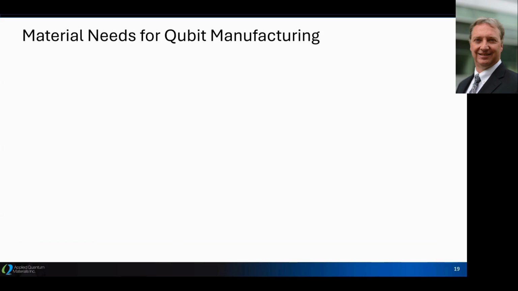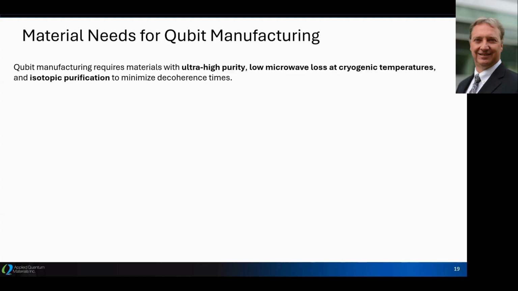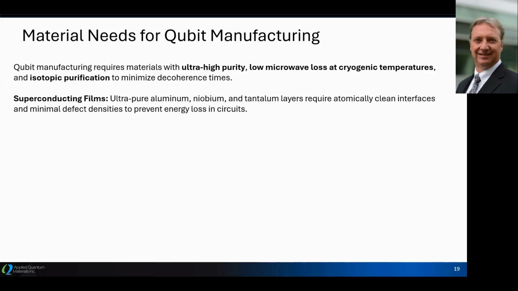So, the material needs for qubit manufacturing. We need materials that are ultra high purity, with low microwave loss, even at these cryogenic temperatures, and isotopic purification. So it has to be very pure. For the superconducting films, as we mentioned, the ultra pure aluminum, niobium, and tantalum require clean interfaces, with no defects, to prevent energy loss in the circuits.